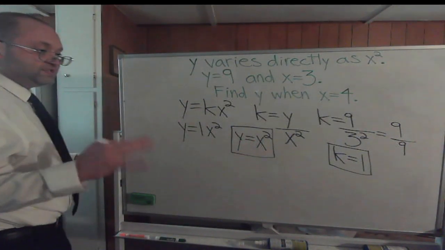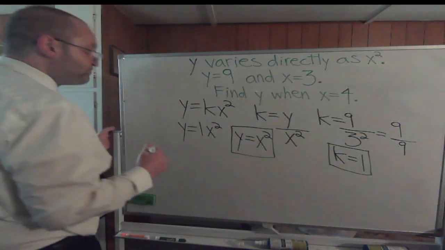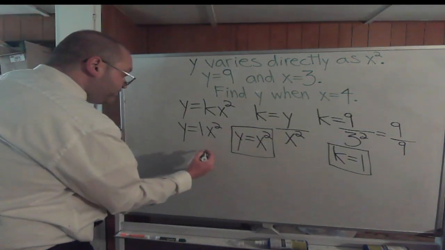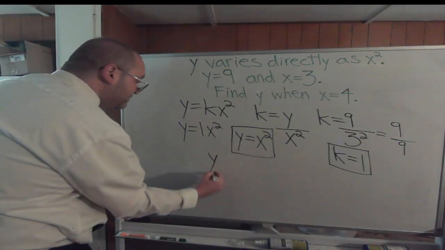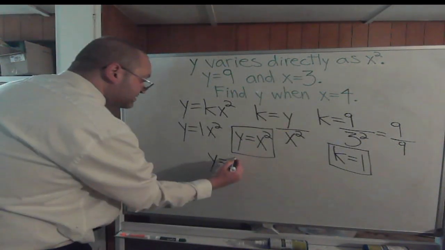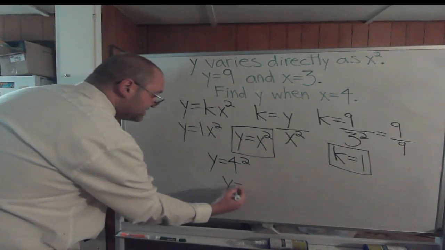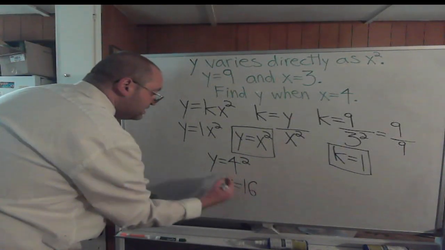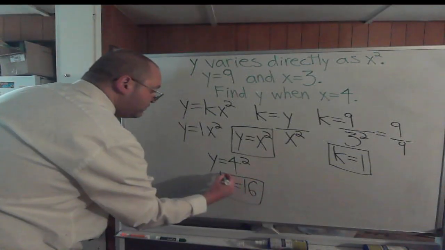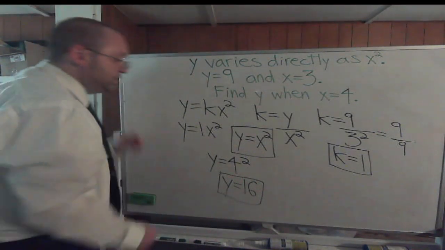Now we need to focus on the last sentence. Find y when x equals 4. So we'll do y is equal to that x, which was 4 to the second power. Well, we know 4 to the second power is 16. So when x equals 4, y equals 16. That would be the answer to that one.